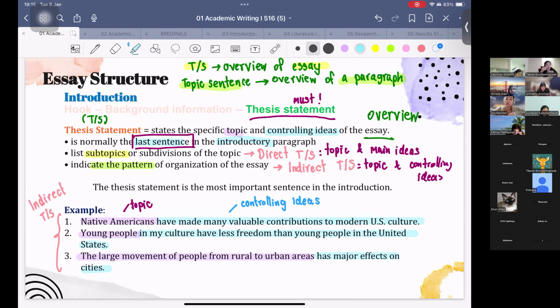So we know that the body paragraphs probably talk about the effects in terms of services, in terms of infrastructure, this and that. So for an indirect thesis statement, with topic and controlling ideas, there's no need to specify the specific things. This is one way.